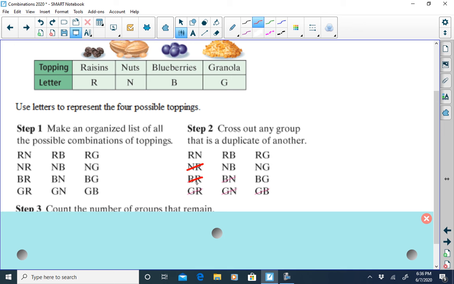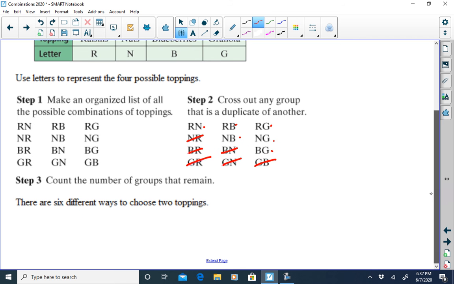If we had blueberries and raisins, that would be the same as raisins and blueberries, so we cross that out. Blueberries and nuts would be the same as nuts and blueberries, so we cross it out. Granola and raisins would be the same as raisins and granola. Granola and nuts would be the same as nuts and granola, so we cross it out. Granola and blueberries would be the same as blueberries and granola. So we're left with 1, 2, 3, 4, 5, 6 different combinations of 2 toppings.